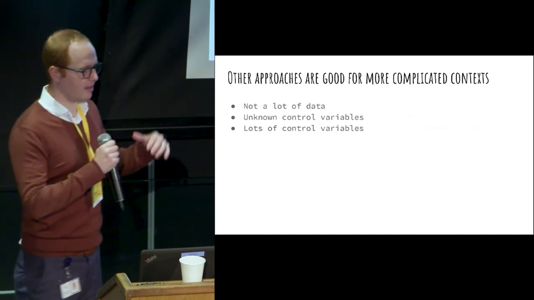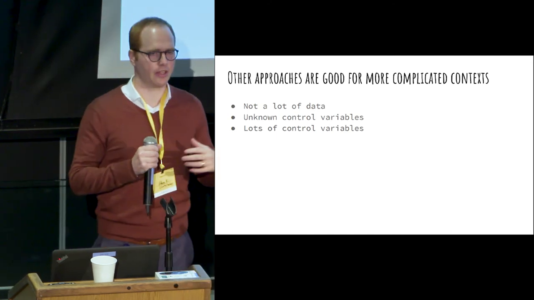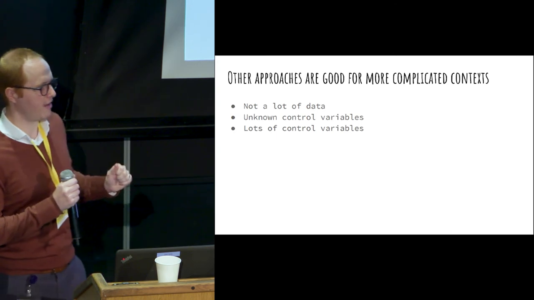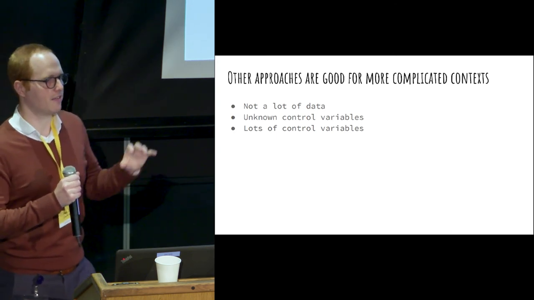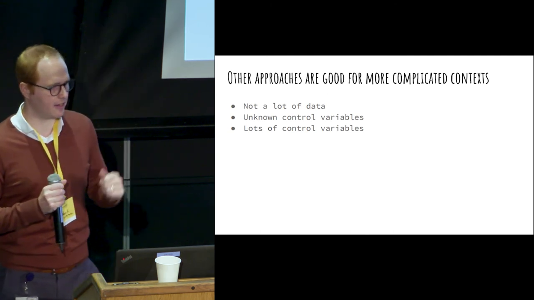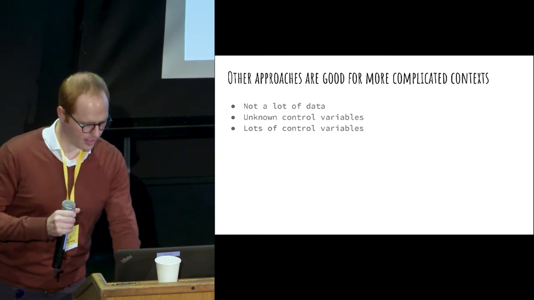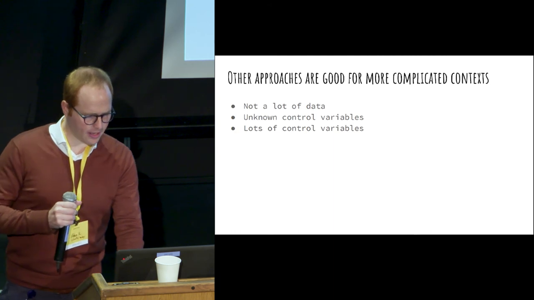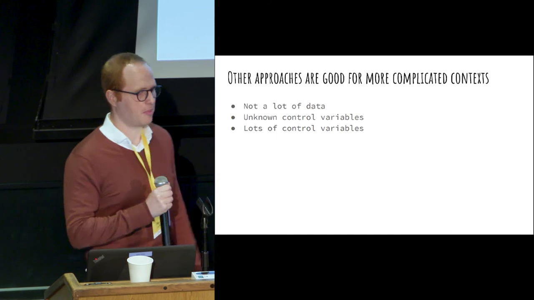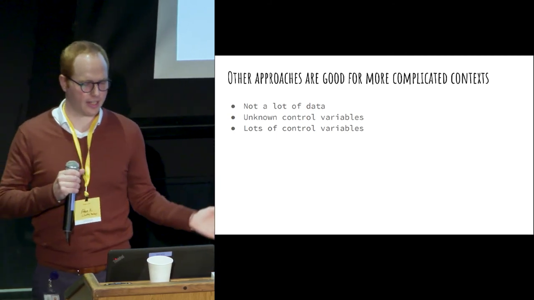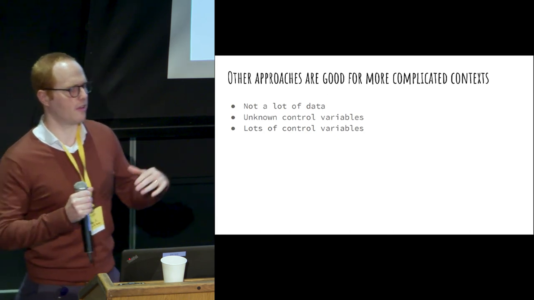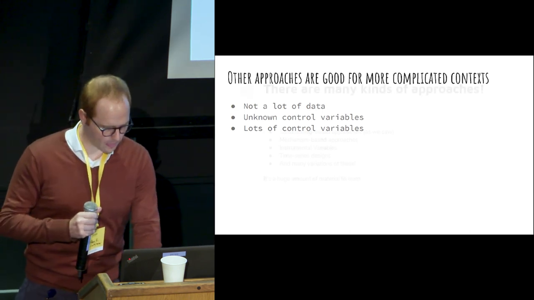Cool. There are a ton of other approaches, and there's a huge literature on this subject. A good book for this is Morgan and Winship's Counterfactuals and Causal Inference. That's a very applied book. Mostly Harmless Econometrics is a great one. It's a little bit denser, but it covers the methods well. The other approaches are better in different contexts. If you have a lot more variables, if you don't have a lot of data, or if you have unknown variables that you need to control for, then there are other methods that work well. Cool.